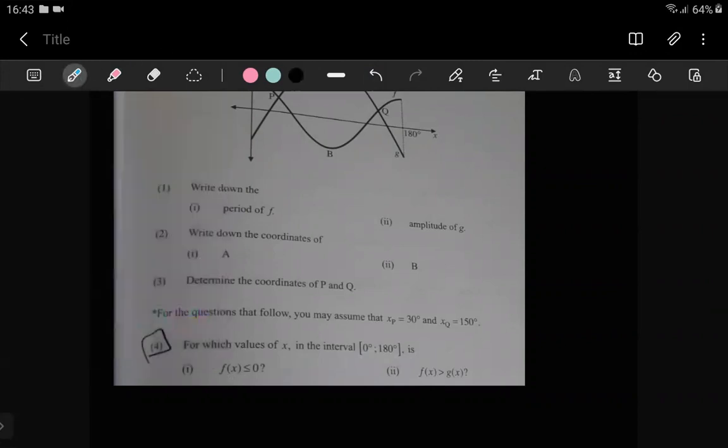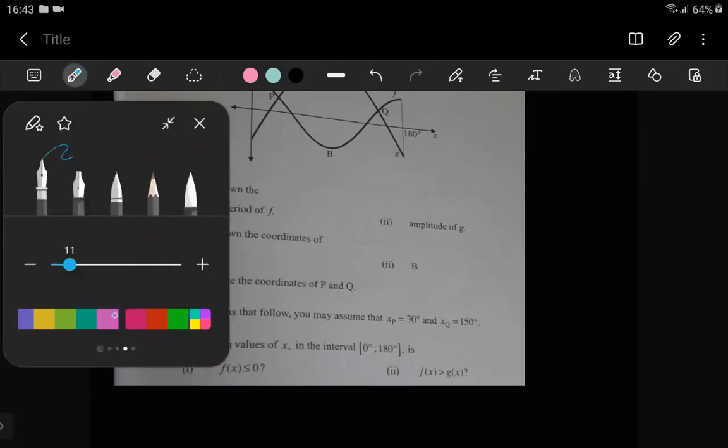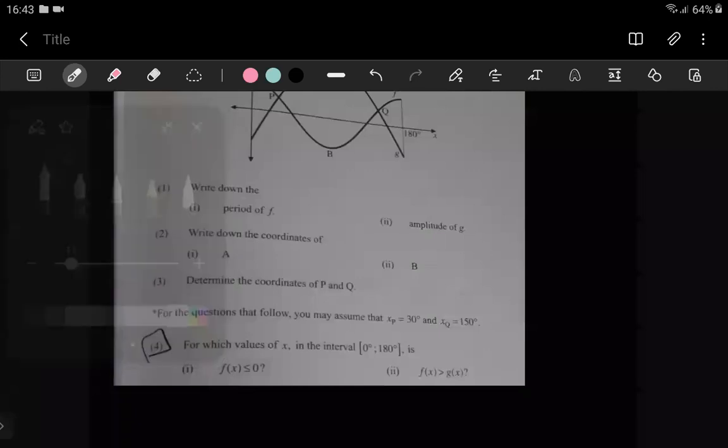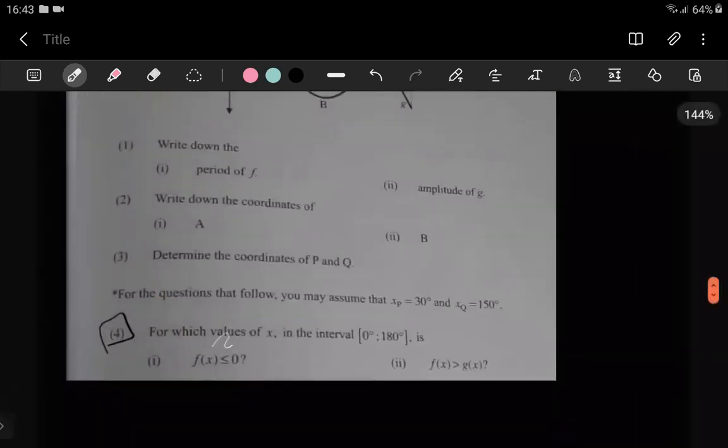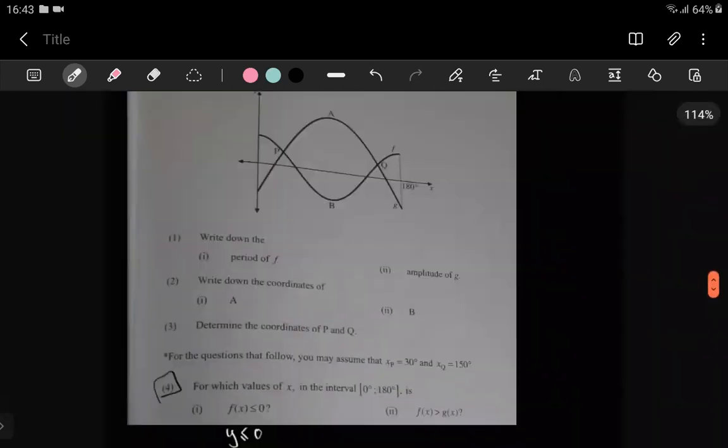Now, a question that's going to ask you where is f of x smaller than 0. Remember, f of x stands for y. So this question is practically asking you where is y smaller or equal to 0, or rather, where are the y values of x smaller or equal to 0? Your image is easily going to show you that.